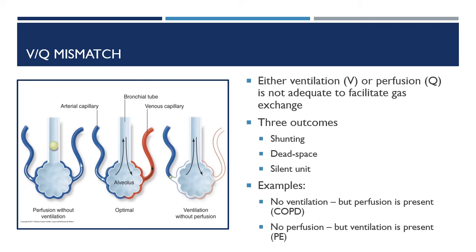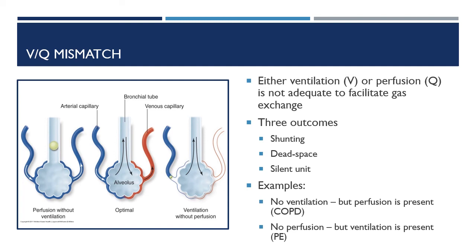In conditions such as asthma or COPD, you're going to have poor ventilation, but you're going to have still the perfusion coming through. In the image on the right, with a pulmonary embolus, you're going to have normal ventilation, but no blood supply going to that area. So that's the concept of VQ mismatch in different diseases. Shunting is really the one on the left, perfusion without ventilation.